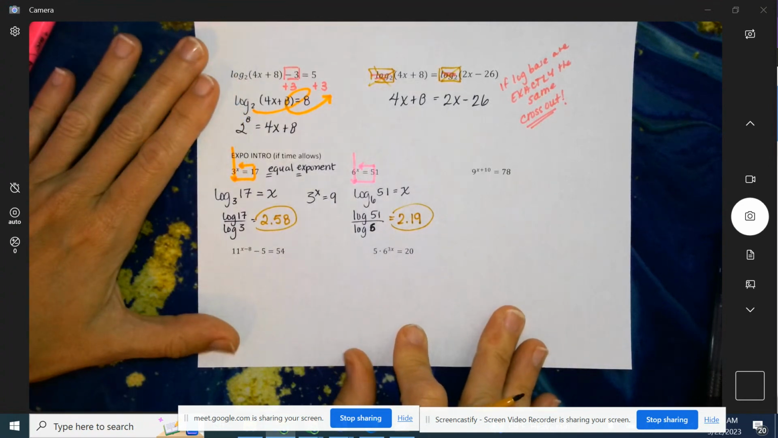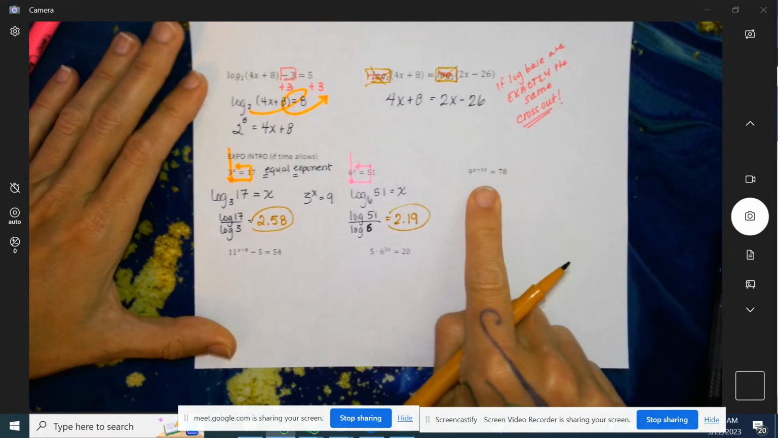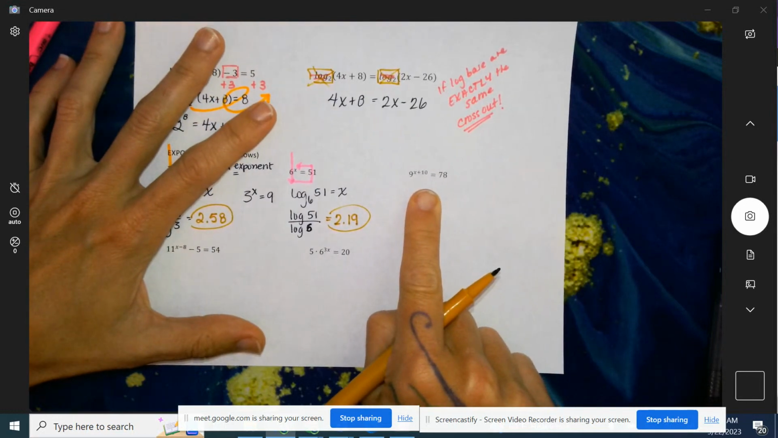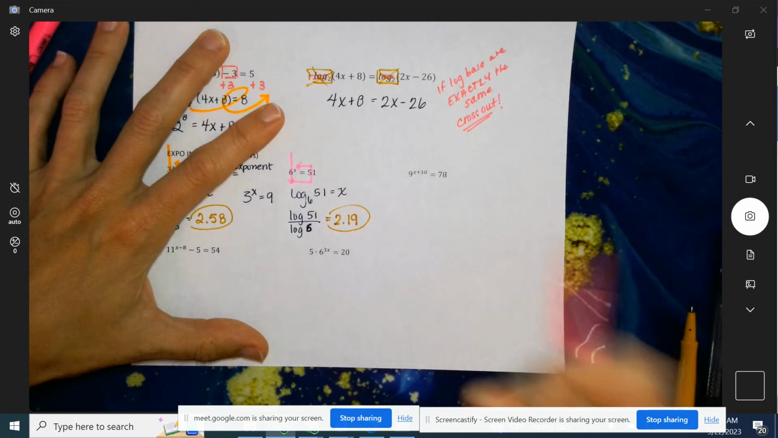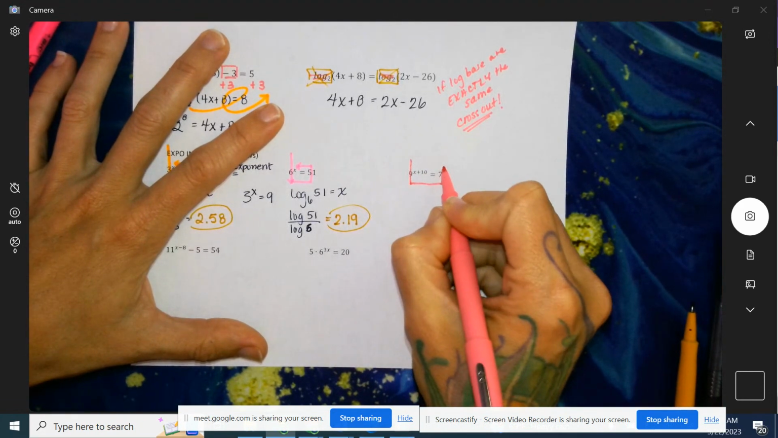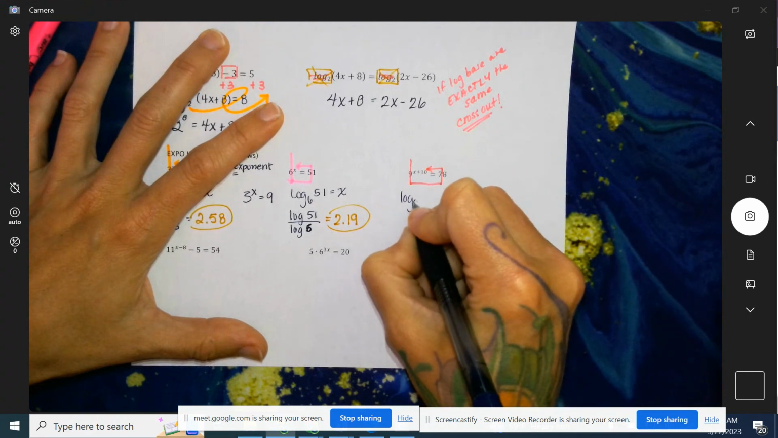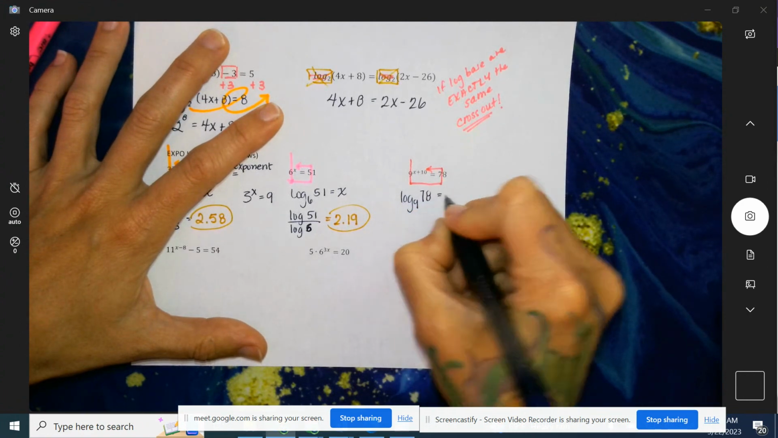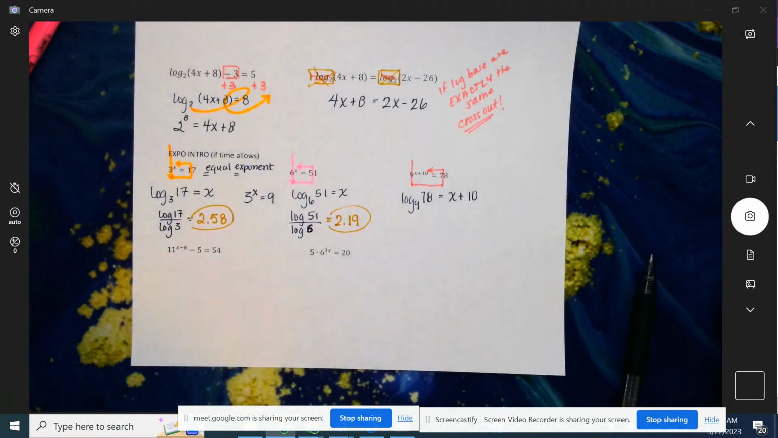Just like the previous, we need a base, we need an exponent, and we need an output. This guy, don't panic. There's a lot going on, or extra going on in the exponent, that x plus 10, but ultimately it's still a base, an output, and an exponent. So log base 9 of 78 is x plus 10. So log 78 divided by log 9, if you choose to use change of base.